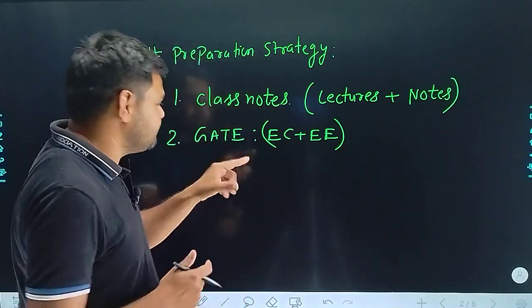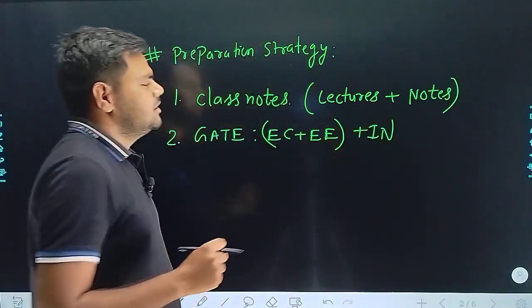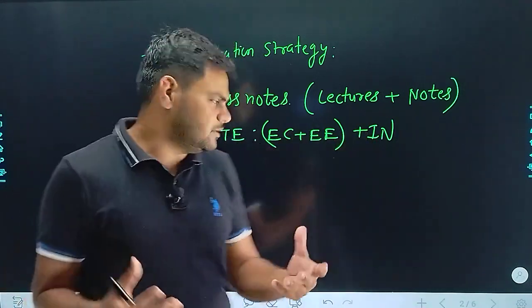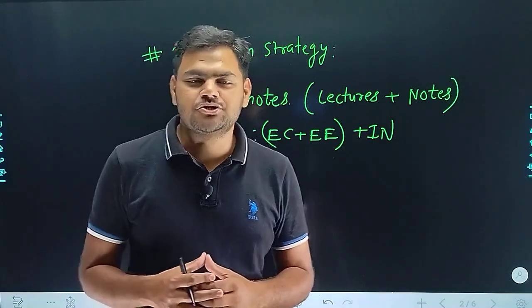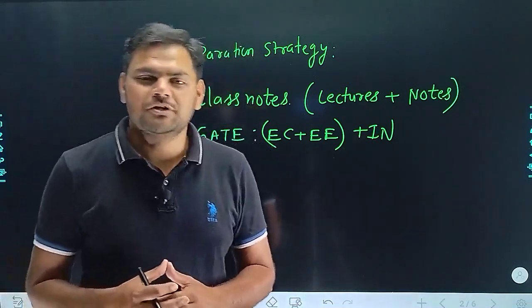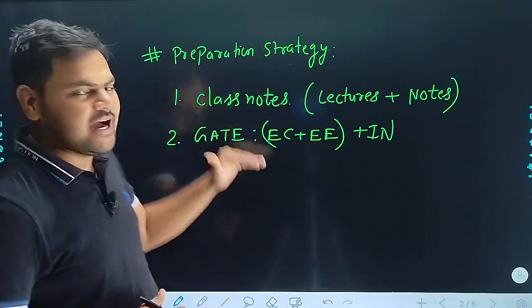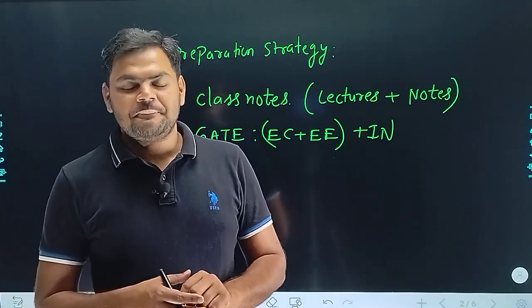Okay, and the third branch that is also important here is instrumentation engineering, one of the branches in which the analog electronics subject is common. So if you have solved these 2 branches' questions, then you may also switch to the other branch, that is instrumentation engineering GATE papers, for practice purposes. This is the second thing that you have to do immediately after attending the lectures.